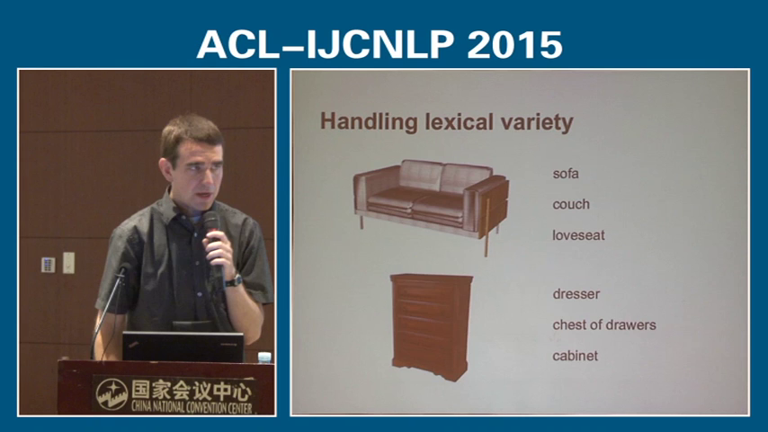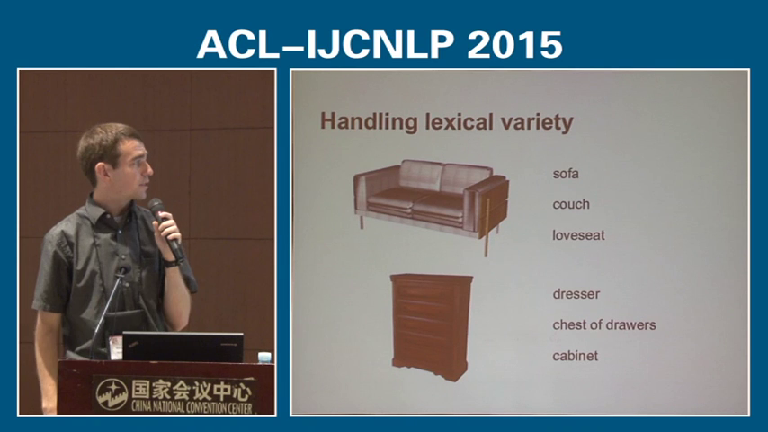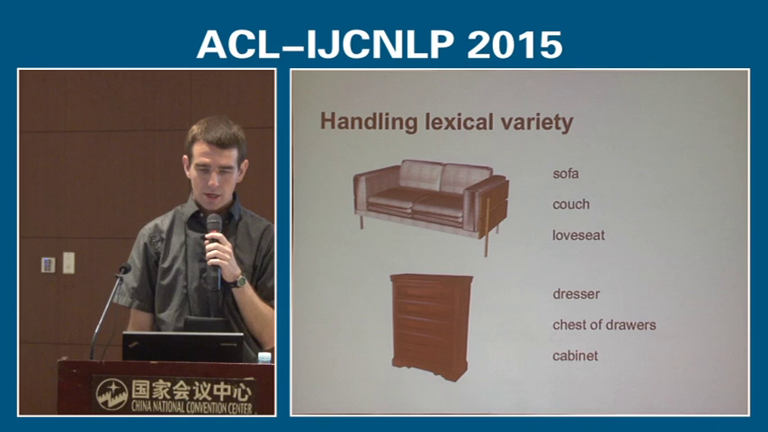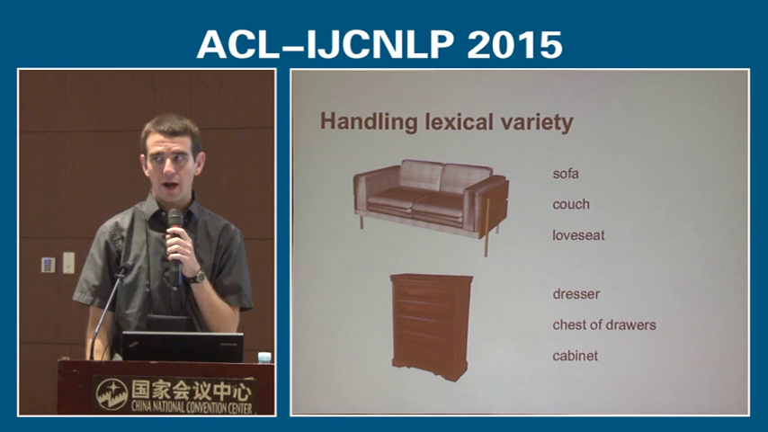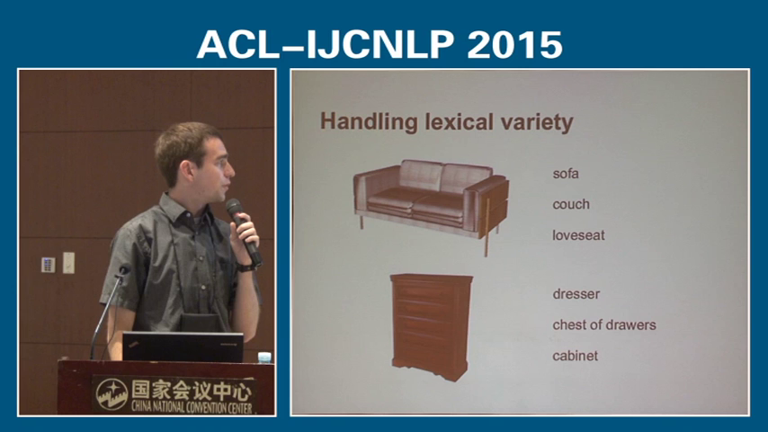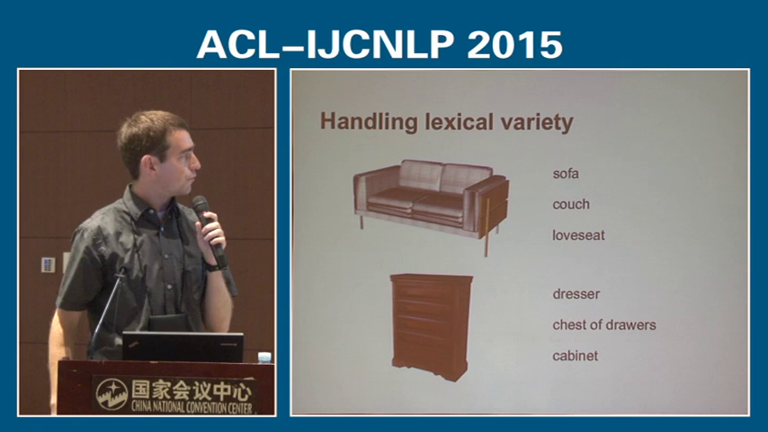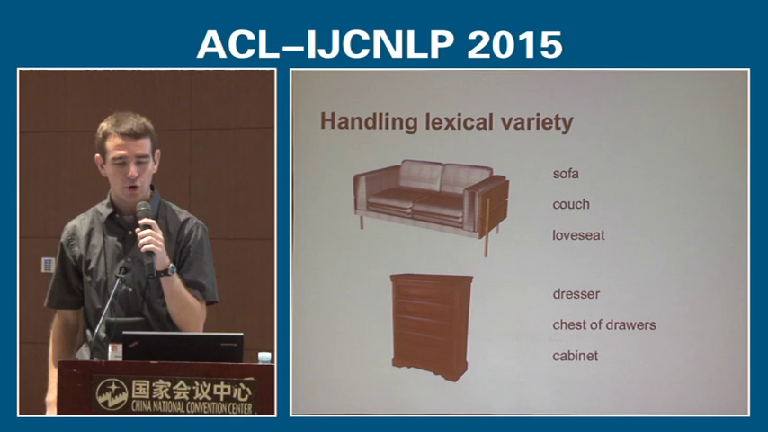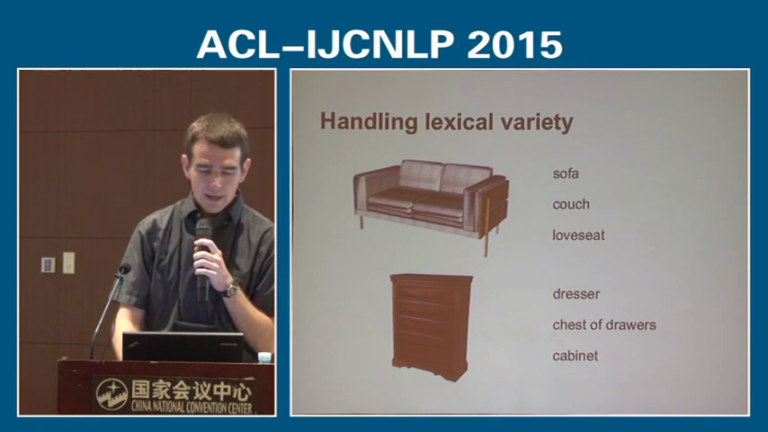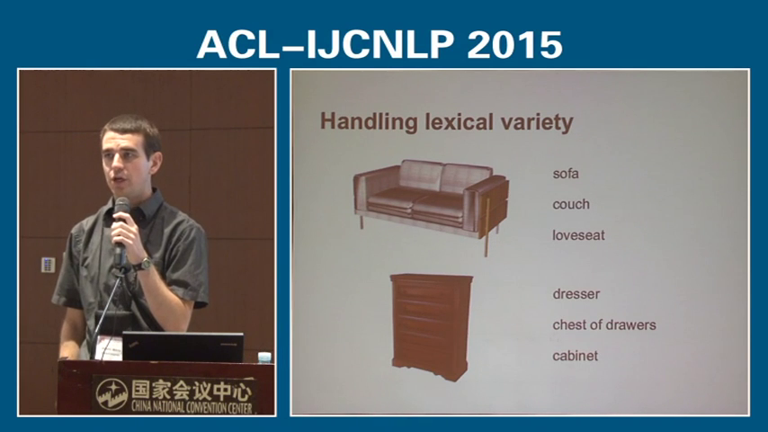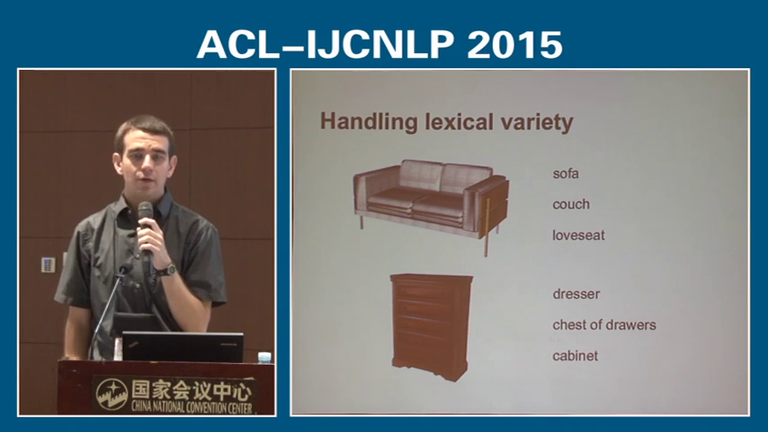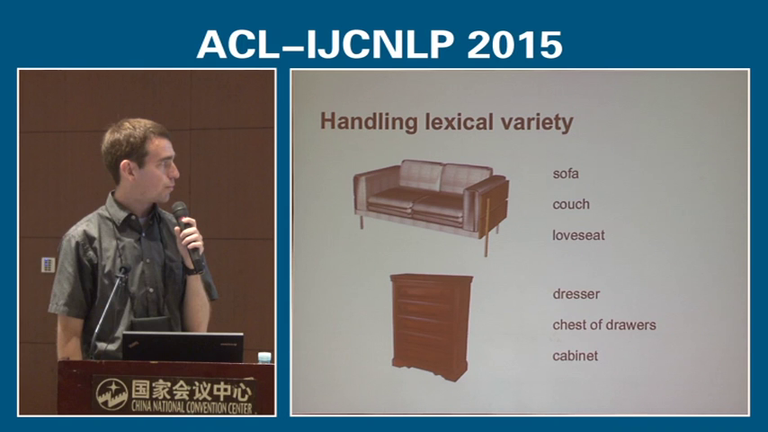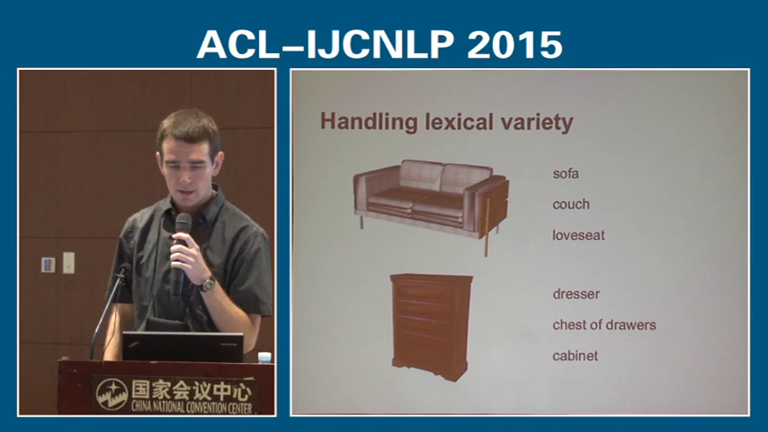Now, the main problem that we hope to address with this work is the problem of lexical variety. The problem here is that any given object can be described using a wide variety of terms. For example, this piece of furniture on the bottom here for storing clothes could be variously described as a dresser, a chest of drawers, a cabinet, cupboards, bureau, et cetera. All of the systems that I've mentioned so far use manually constructed mappings in order to try to ensure that all of these terms are going to be interpreted correctly and realized as an object, something like this.